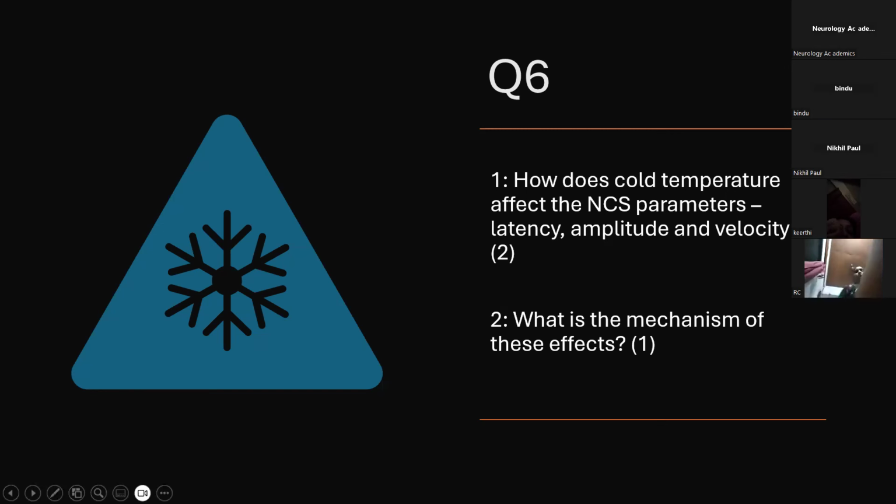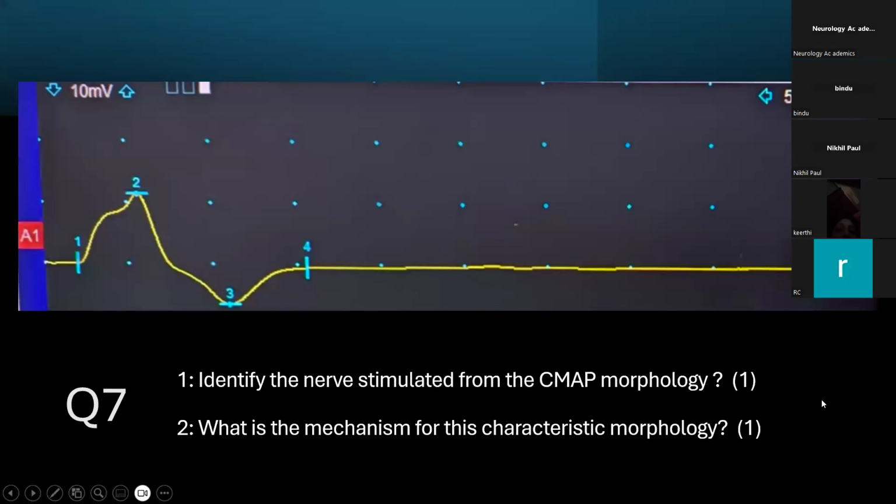Next question. Identify the nerve stimulated from the CMAP morphology, and what is the mechanism for this characteristic morphology? There's already a clue in the picture.